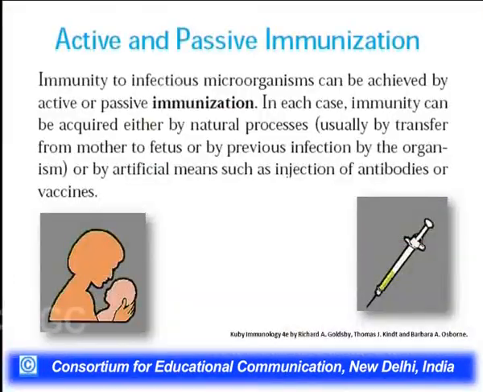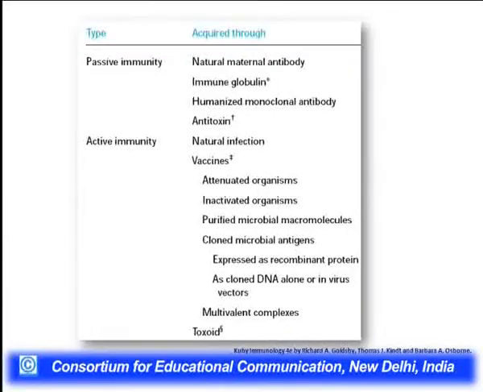Now, active immunization basically involves the injection of antigens or vaccines, while passive immunization is usually the transfer which takes place from the mother to the fetus, or from previous infections which have occurred in a person or organism. Passive immunity is majorly acquired through natural maternal antibodies, immunoglobulins, humanized monoclonal antibodies, and antitoxins. Active immunity is the natural infections and the various vaccines, which include attenuated organisms, inactivated organisms, purified organisms, cloned antigens, multivalent complexes, and toxoids. We'll discuss a few of them in this presentation.